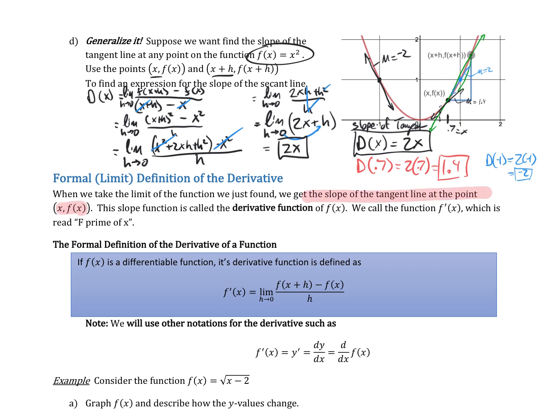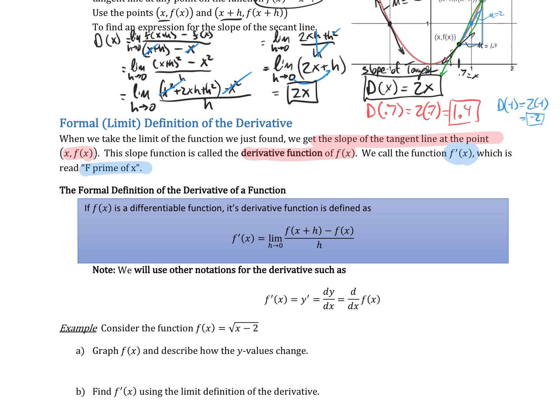Okay, so this is what we call the derivative function of f of x. We write it like this, f apostrophe x, but we read it as f prime of x. Here is the definition. If f of x is differentiable, we'll see what that means here in a bit, it means we can take the derivative. Its derivative function is defined as f prime of x is equal to the limit as h goes to 0 of f of x plus h minus f of x, all over h.